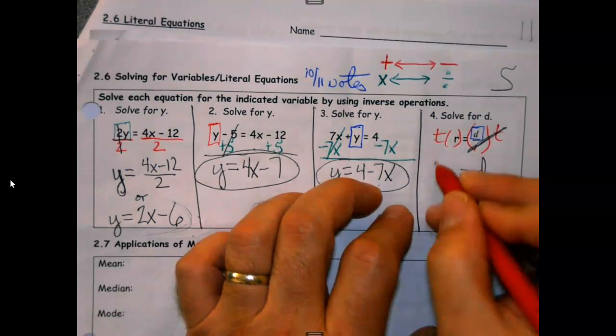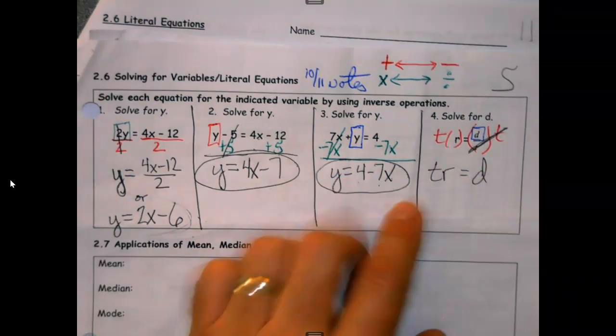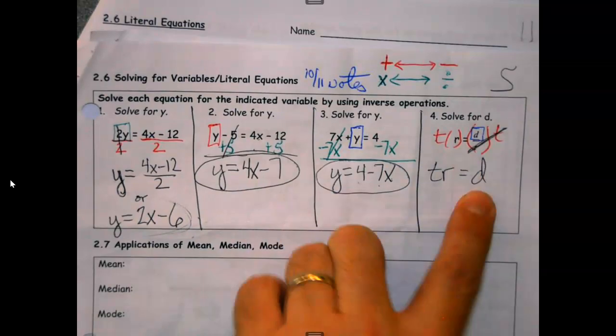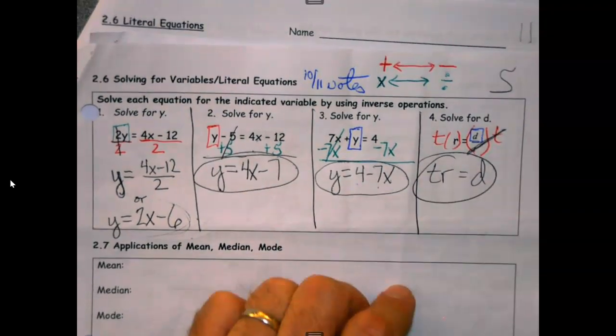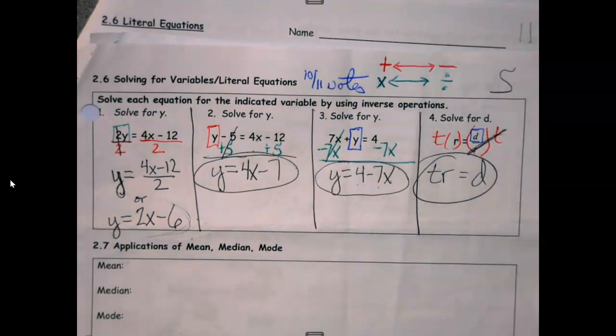And over here, I have t times r. You're like, that is so weird. Is d by itself? Yes. Am I done? Yes. We've got to just get over the idea that this is any different than a regular equation, because it's not. It's the same thing. It's just variables are sitting there that we got to deal with.